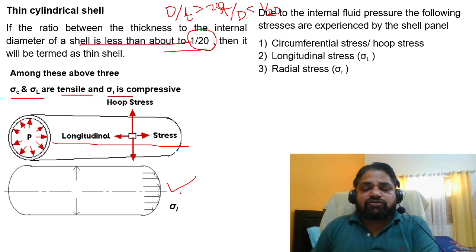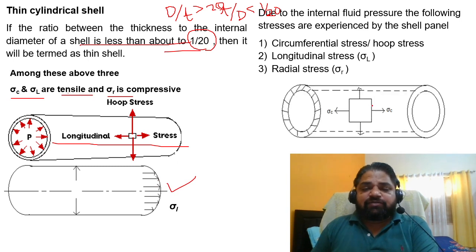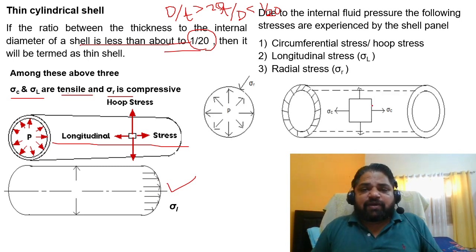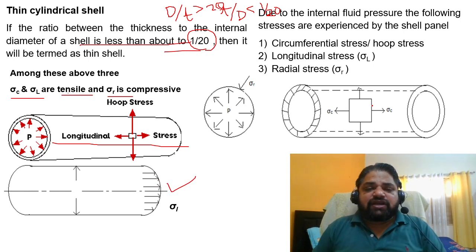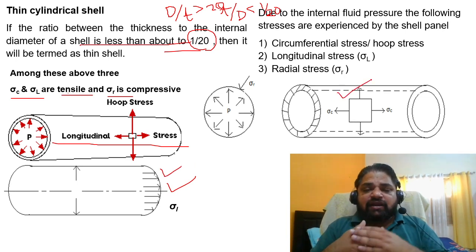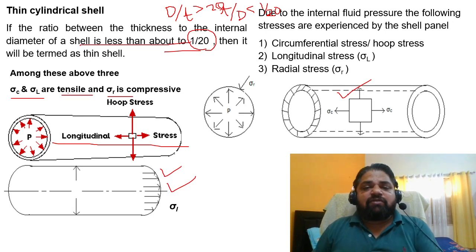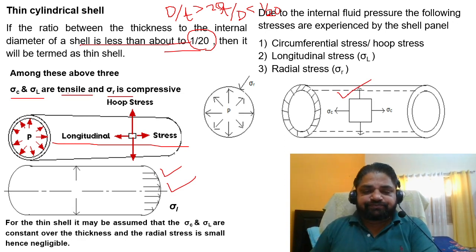This is for the longitudinal part, this is for the circumferential part, and this is for the radial part. The pressure has been subdivided into three different components, created due to the internal pressure. These are the stresses: the first along the length, the second about the circumference, and the third about the radial direction.